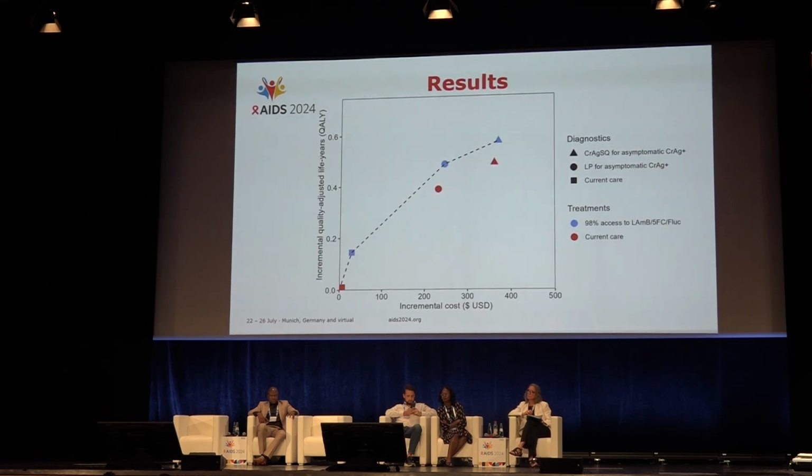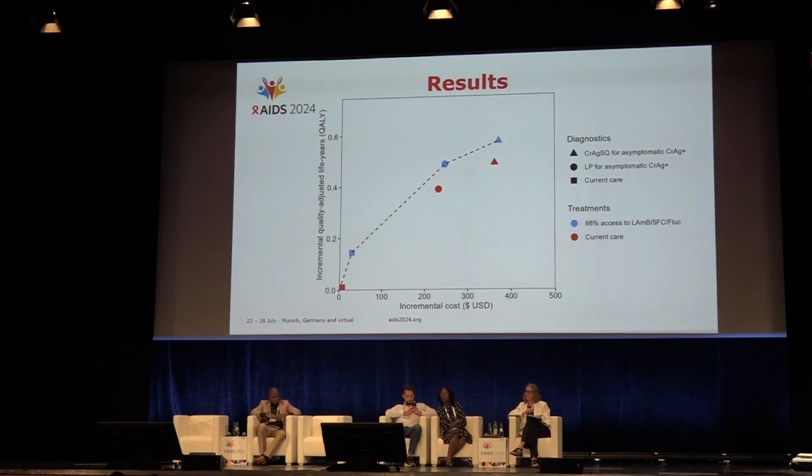So you can see these patterns a little bit more clearly in this cost effectiveness frontier. On the left, on the x-axis is incremental cost, and on the y-axis is incremental quality-adjusted life years. The treatments are represented by colors and the diagnostics by shape. And then all of the non-dominated or the most efficient strategies are on the black dotted line.